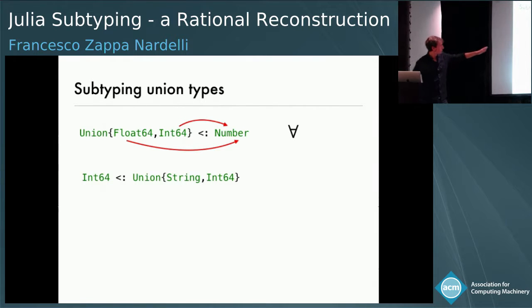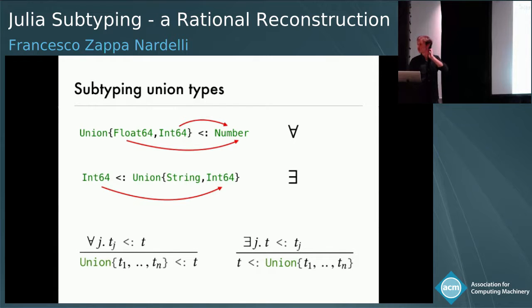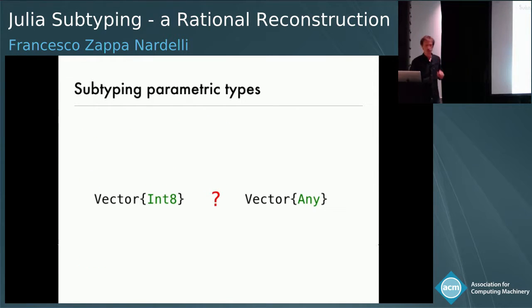Let's imagine that we have a union type on the right-hand side. In this case, it is sufficient to find one of the types in the union that is a supertype of the type on the left-hand side. And so we have an existential quantification, which leads us to the well-known rules for subtyping union types that Fabian mentioned as well. Easy until here.